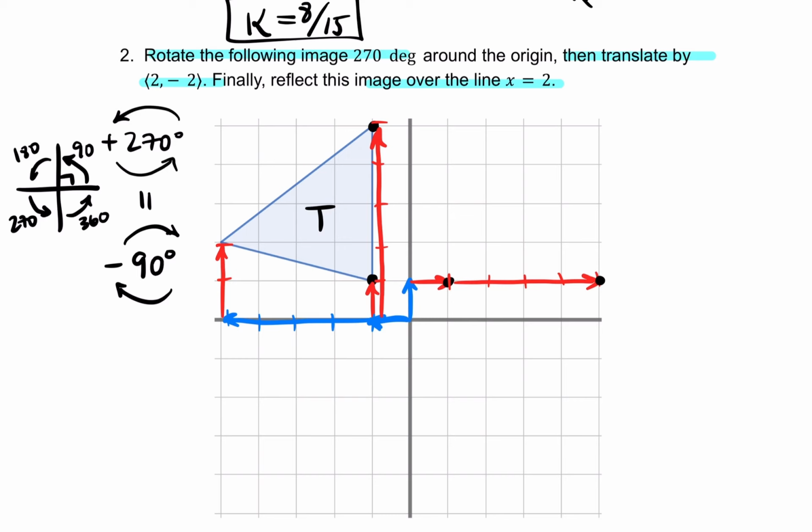If I was going to rotate this blue arrow, I'd have to go all the way up to the top. That's 5. 1, 2, 3, 4, 5. And then here this way. 1, 2. My last point would be here.